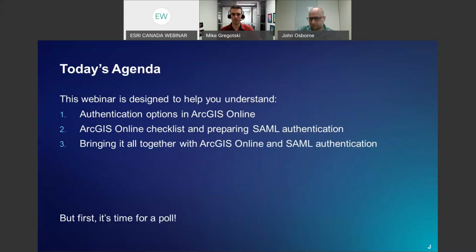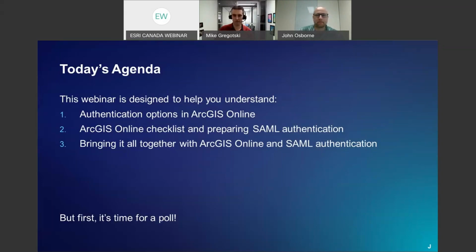Now, in today's session, we're going to look at different authentication options available with ArcGIS Online and how they're configured. We will then review how the Security Assertion Markup Language, or SAML, will allow you to use your own internal logins with ArcGIS Online. As you will see in this presentation, SAML provides the backbone for building a centrally managed single sign-on experience. And finally, we'll bring it all together by demonstrating how you can configure ArcGIS Online to use SAML logins. Let's start by passing everything over to Mike for a quick poll.